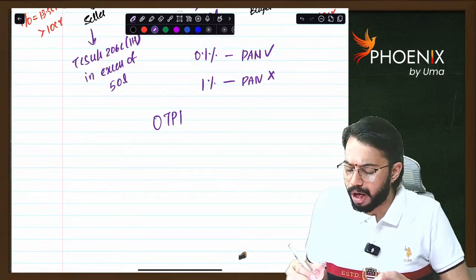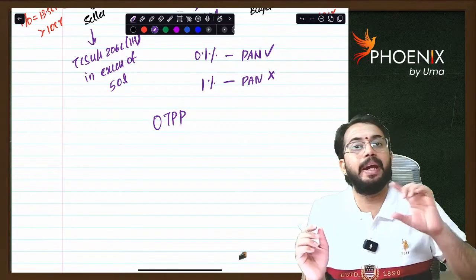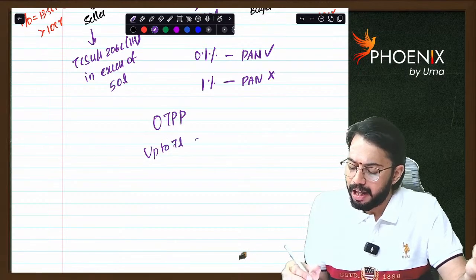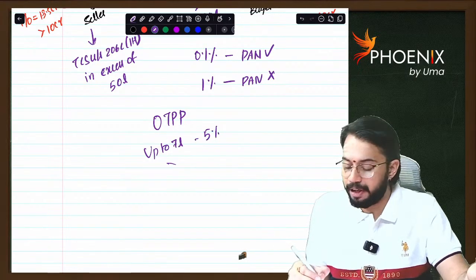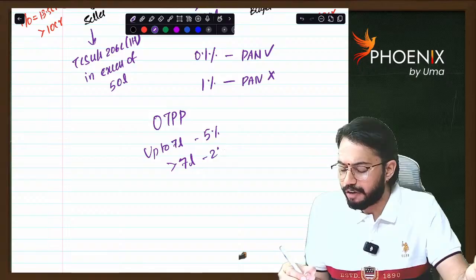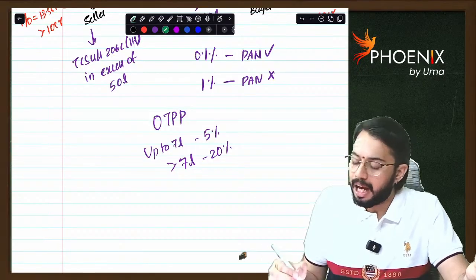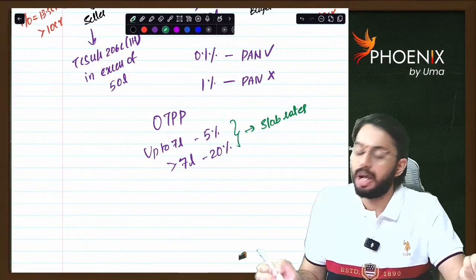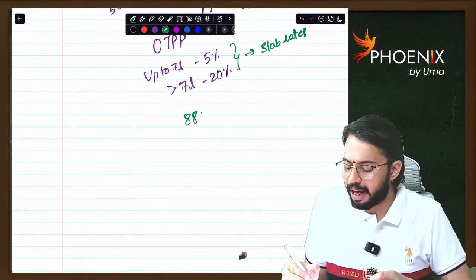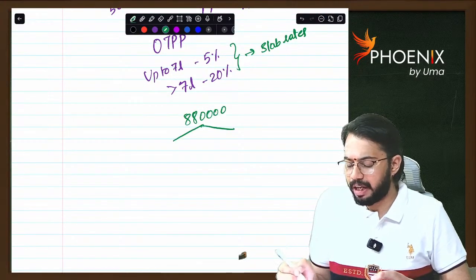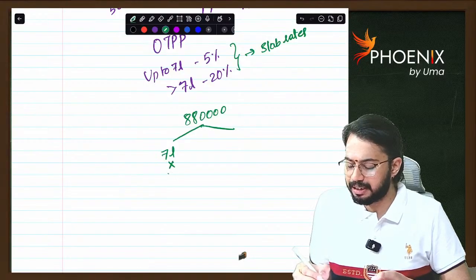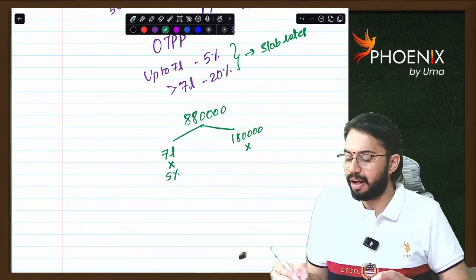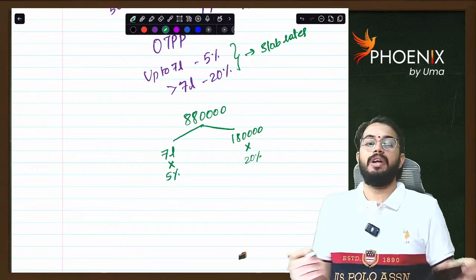Overseas tour program package. If the amount paid to the tour operator is up to 7 lakhs, the rate of TCS is 5%. If it is more than 7 lakhs, the rate of TCS is 20%, and this TCS is required to be collected at slab rates. Okay. Now how much payment was made? 8,80,000. Out of 8,80,000, on 7 lakhs, the TCS rate is 5%. Balance 1,80,000. On 1,80,000, the TCS rate is 20%.